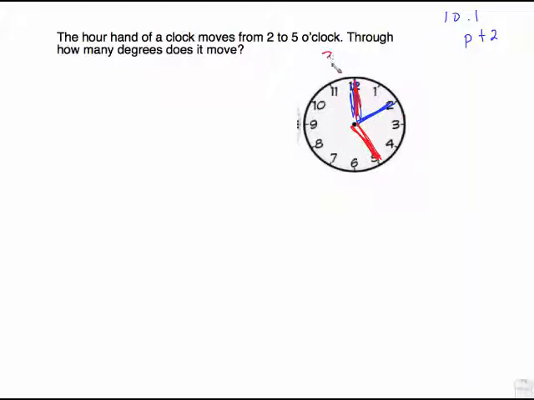Maybe you know that there are 360 degrees in a circle. Do you know how many degrees there are in each little increment here? Well, there's 12 markings here. If we divide by 12, that means each of these increments is 30. So, how did this move? This moved through 1, 2, 3 of those 30s, which makes 90 degrees.